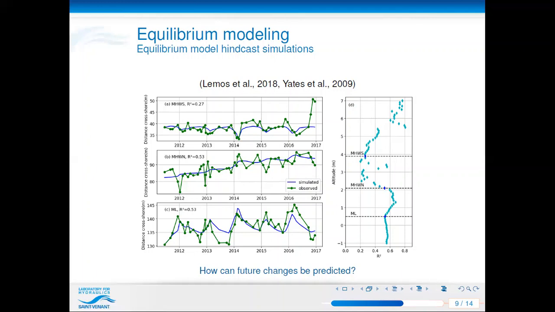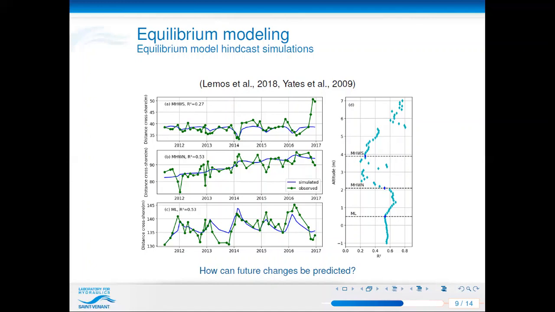On the left side, we have 3 different examples, from the contour elevations that are indicated on the right: the mean water level, the mean high water neap, and the mean high water spring. And we see overall a rather good agreement between the model in blue and the observations in green at these 3 locations, except perhaps at the highest one here at the mean high water spring. We don't capture exactly the variability at the beginning of the time series, though we are able to predict this large accretion event at the end of the time series.